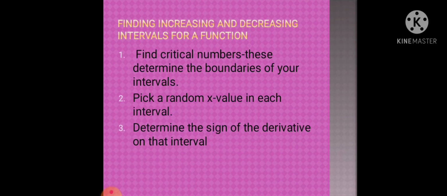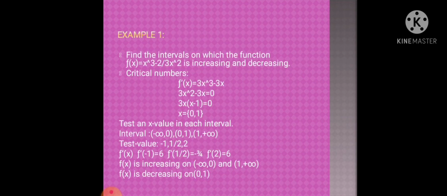Finding increasing and decreasing intervals for a function. To find the intervals on which a function is increasing or decreasing: For number 1, find the critical numbers. These determine the boundaries of your intervals. For number 2, pick a random x value in each interval. For number 3, determine the sign of the derivative on that interval.